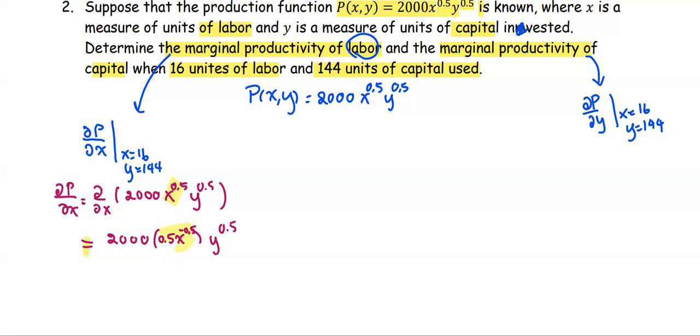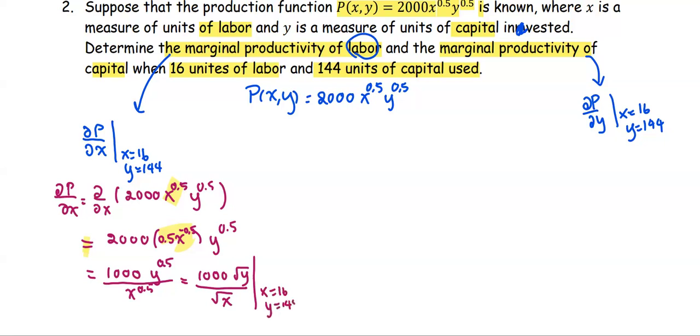And then simplify it to be 1000 times y to the 0.5, x to the power negative 0.5, we bring it down to the denominator to make it convenient in the form that we can calculate. And also 0.5 is 1/2. We can write it as the square root. So square root of y on the top divided by square root of x on the bottom. We evaluate when x is 16 and y is 144.